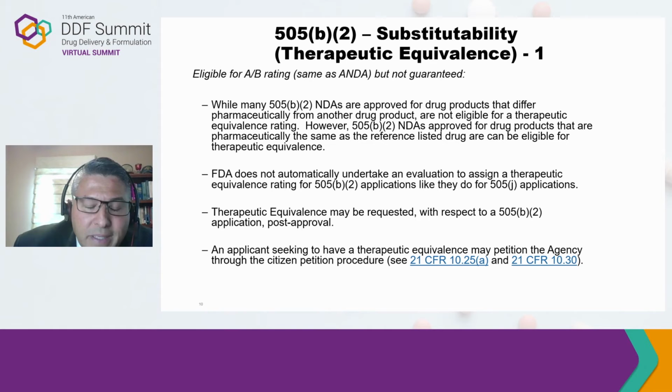eligible for therapeutic equivalence. This is really important, especially if you're not in the hospital or institutional space where substitutability is going to be super important, because from a marketing and sales perspective, there might be a lot more heavy lifting without that substitutability, especially if you're going to be in a retail market. FDA does not automatically undertake an evaluation to assign a therapeutic equivalence rating for a 505(b)(2) application like they do for 505(j) applications. Therapeutic equivalence may be requested with respect to a 505(b)(2), but only post-approval.